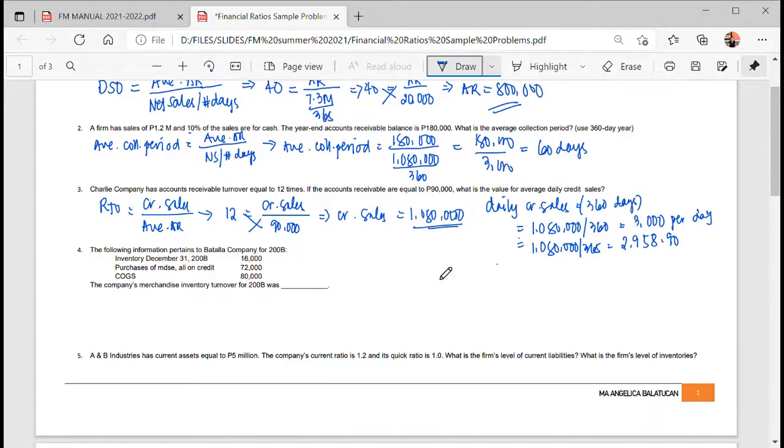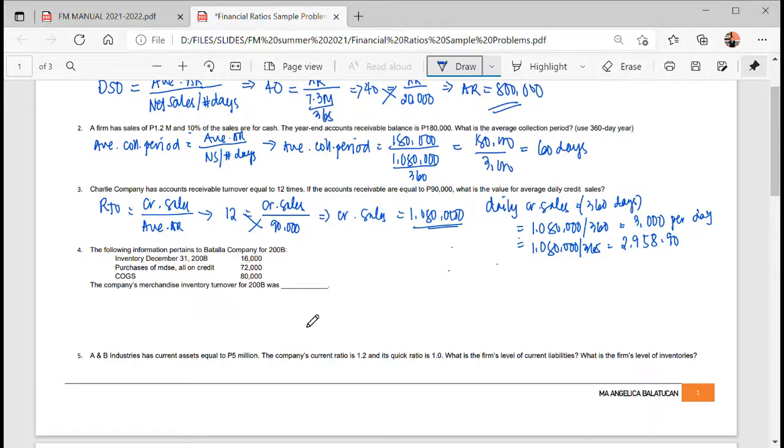Okay? They use 360 because that is the approximate number of days. If you can recall your lesson in business math, there are actual and approximate. So they use 360 based on the assumption that every month has 30 days on the average. So 30 days times 12 months, that would be 360. Usually, they consider a month as composed of 30 days.